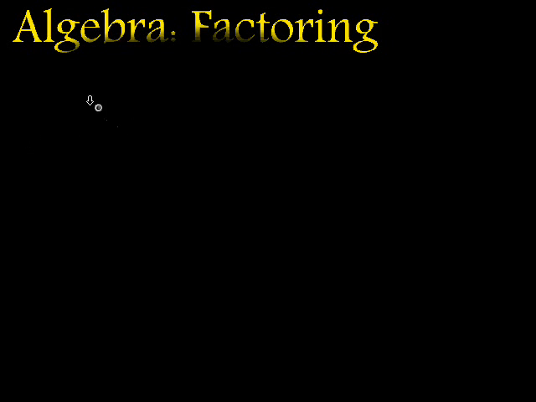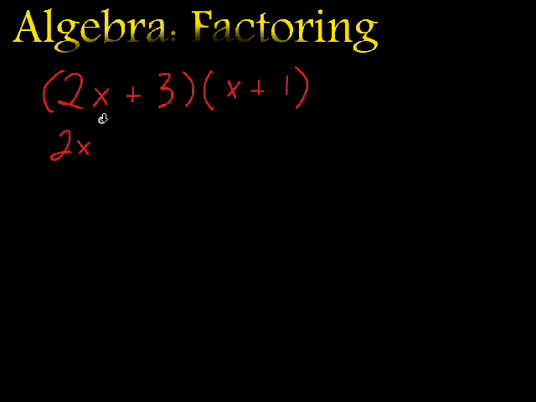Let's start and make one. Let's just say that we're going to make one. We're going to go 2x plus 3, and then simply on the back here, x plus 1. So we're going to do all the same things. First, outer, inner, last. 2x squared plus 2x plus 3x plus 3.